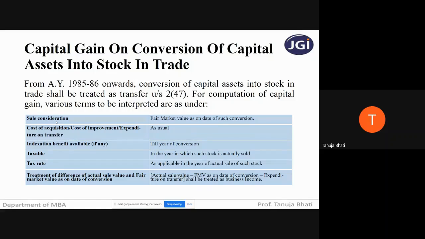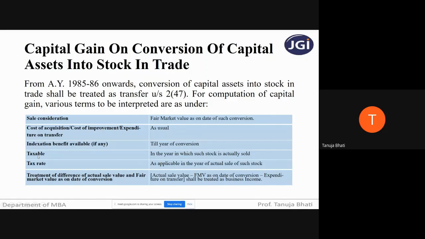Now to calculate capital gains, you require sales consideration, cost of acquisition, cost of improvement, and expenses on transfer. So let us see what we are supposed to take. The sale consideration will be the fair market value as on the date of conversion. So when you're converting the asset from capital asset into stock in trade, the fair market value on that date will be the sale consideration. Cost of acquisition, cost of improvement, and expenses on transfer will be as usual, no change. Indexation benefit will be available only up till the year of conversion.